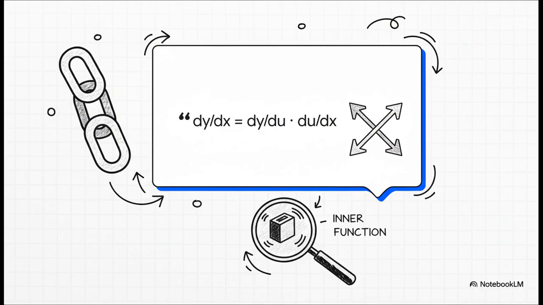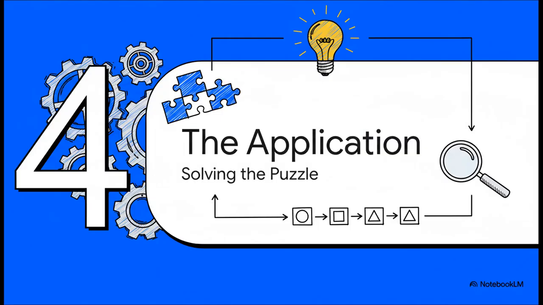It might look a little intense, but all u is a temporary nickname for our inner function. What's so cool about writing it this way is that you can almost see how the du parts cancel out, leaving you with dy by dx. It literally shows you the chain of rates that connects the outside to the inside. Pretty neat, right? All right, enough theory.